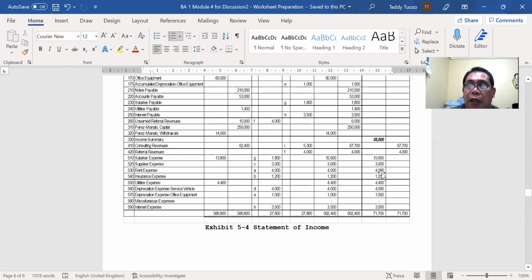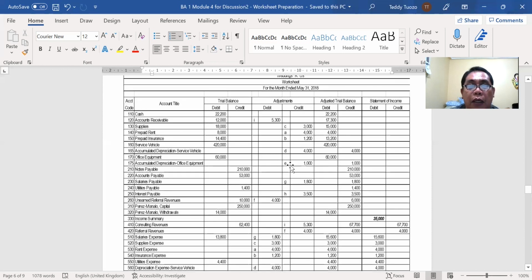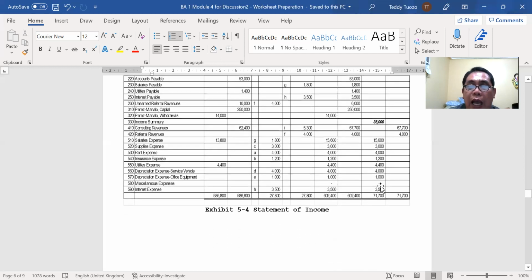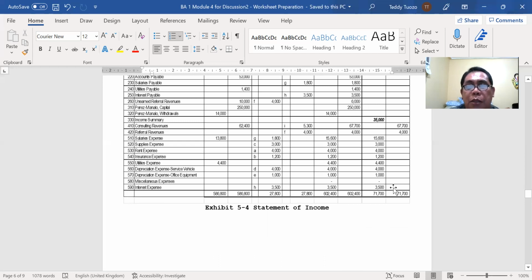15,600 minus 3,000 minus 4,000 minus 1,200 minus 4,400 minus 4,400 by direct class and utilities expense. 4,000, then 1,000 miscellaneous expense, none, and then the interest expense, 3,500. So deduct whatever balance that is; deduct from the credit column 71,700 minus the total of these expense accounts would give you 35,000. That is the balancing figure. What does that income summary mean?